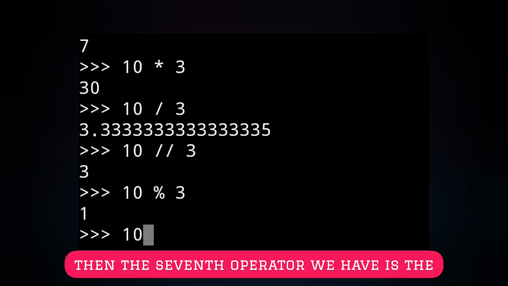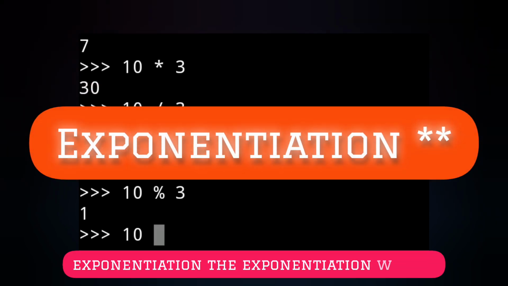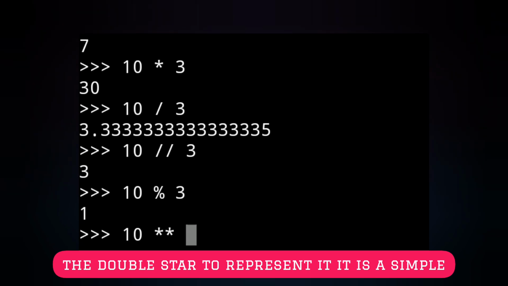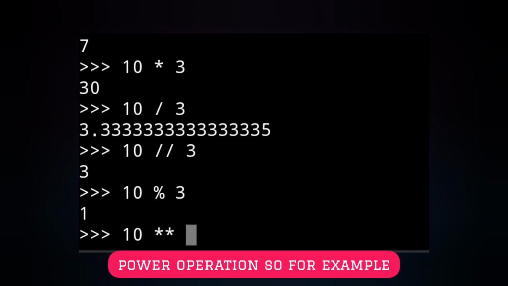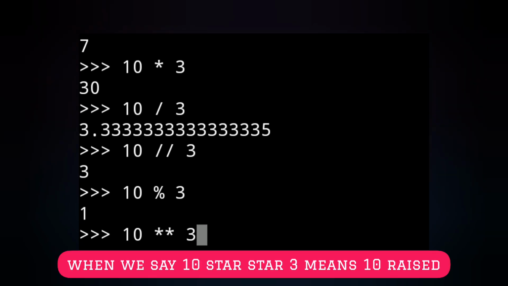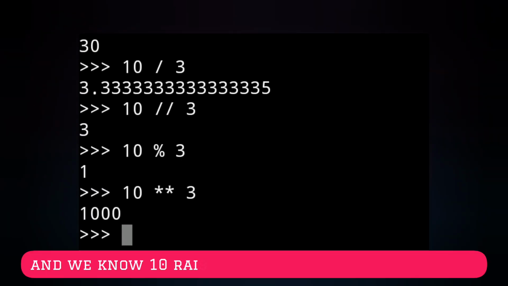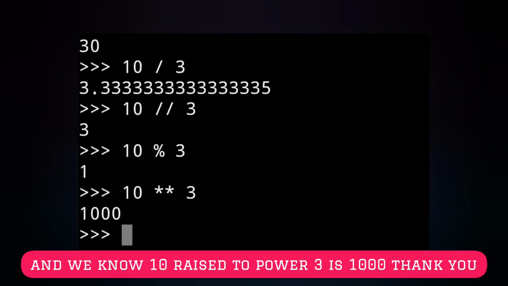Then the seventh operator we have is exponentiation. For exponentiation, we use the double star to represent it. It is a simple power operation. So for example, when we say 10 double star 3, it means 10 raised to the power of 3. And we know 10 raised to the power of 3 is 1000.